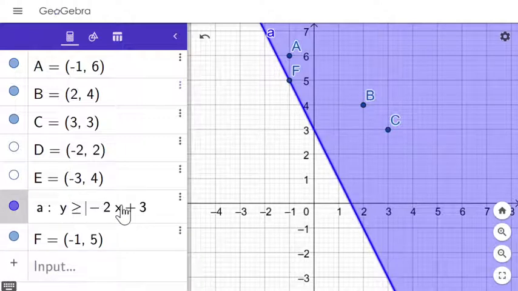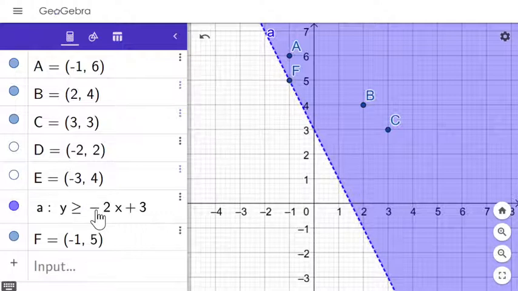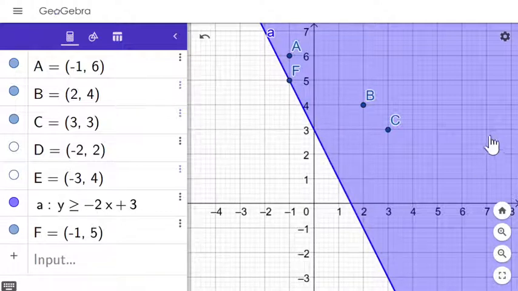Now, if we were to change the or equal to and just make it greater than, all of a sudden when I do that, you can see this becomes a dashed line. So we show that the boundary is not included. So if we're asked to solve an inequality like this, our strategy will be to graph the boundary. If it is strictly greater than or less than, the boundary will be a dashed line. If it includes the or equal to, the boundary would be a solid line.